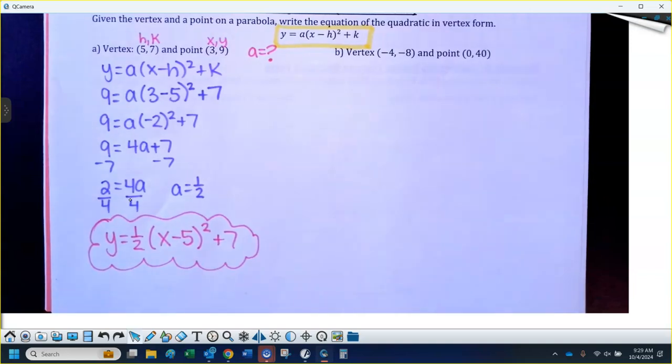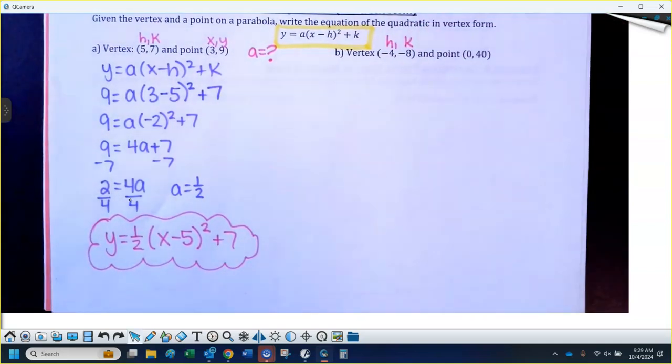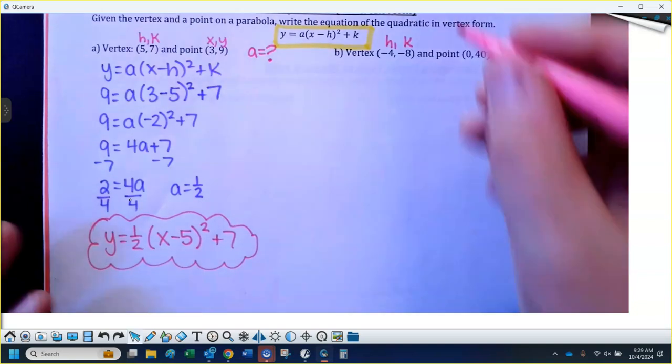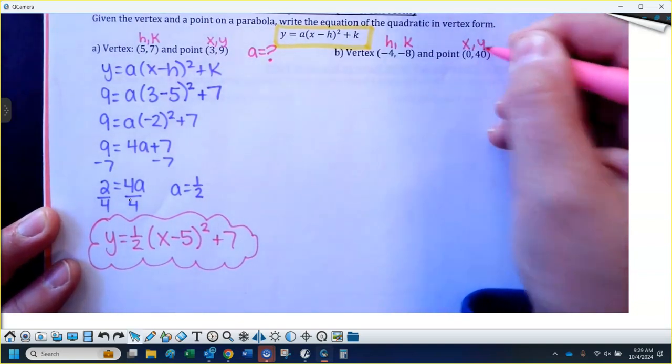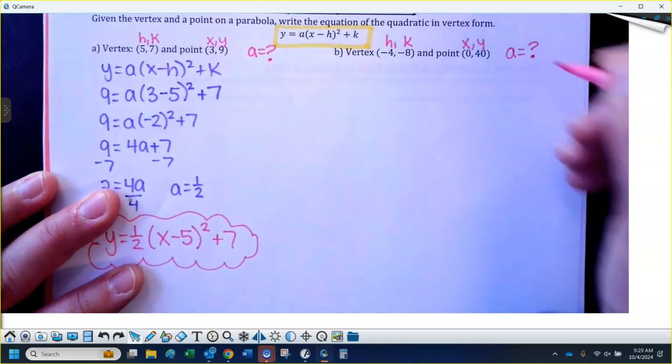Okay, just want to practice this with you one more time. So if you know a vertex, I got for this example -4, -8, that has to be your H and K, and you know a point. You can plug that in for X and Y in that formula for vertex form. The only thing you won't know is A.